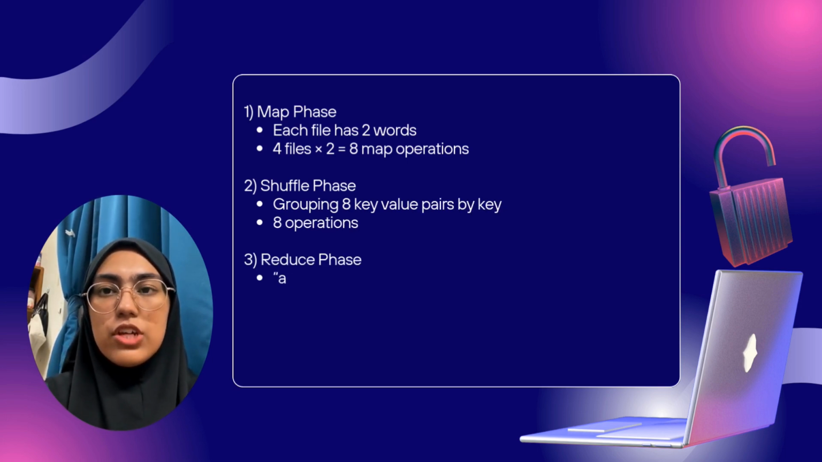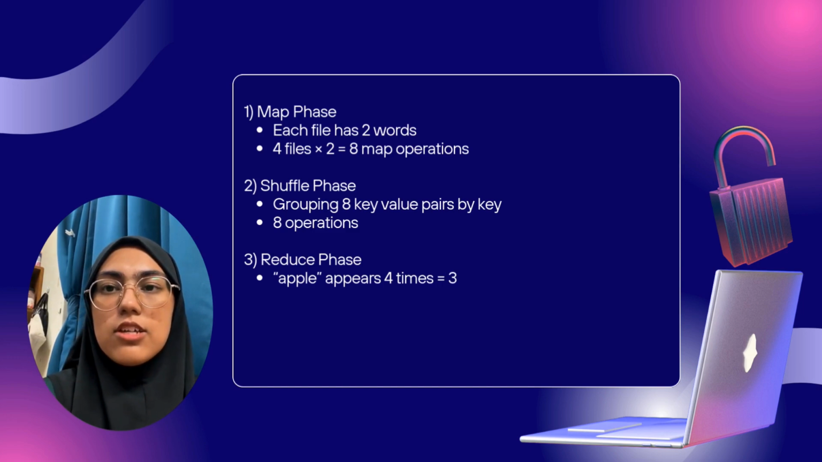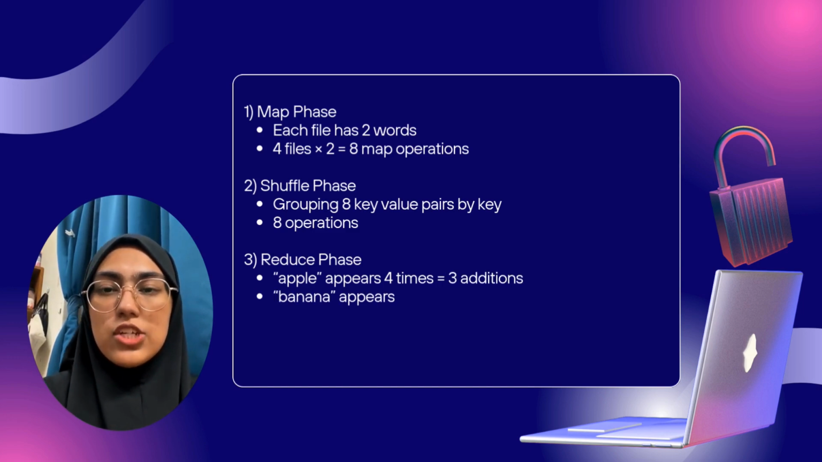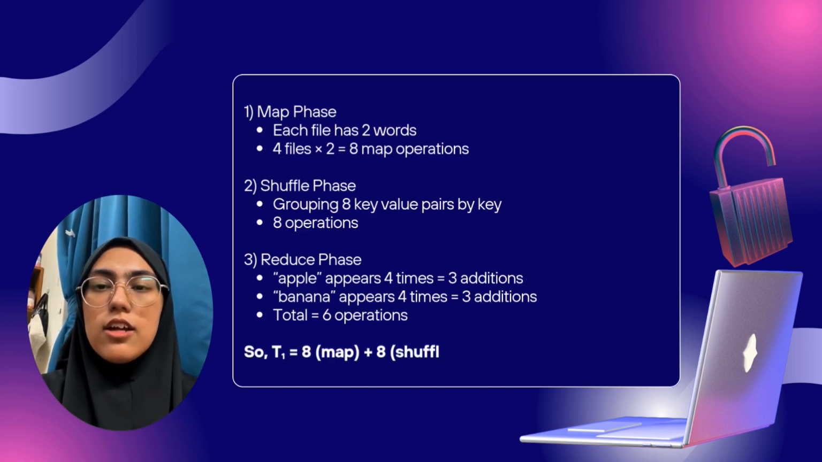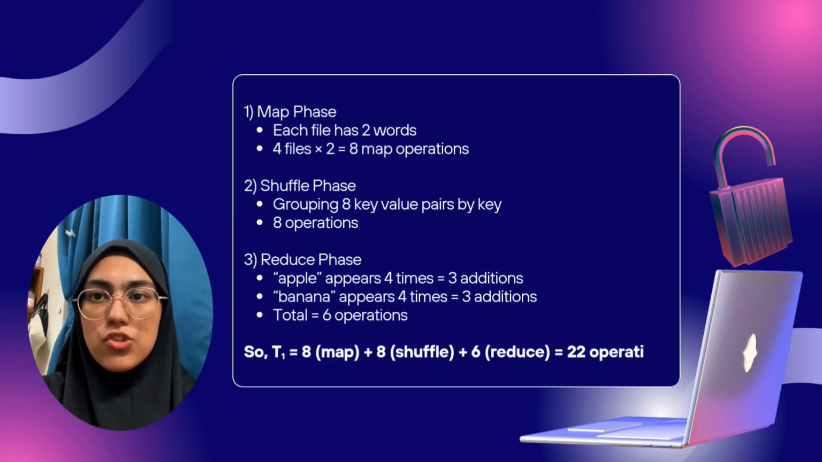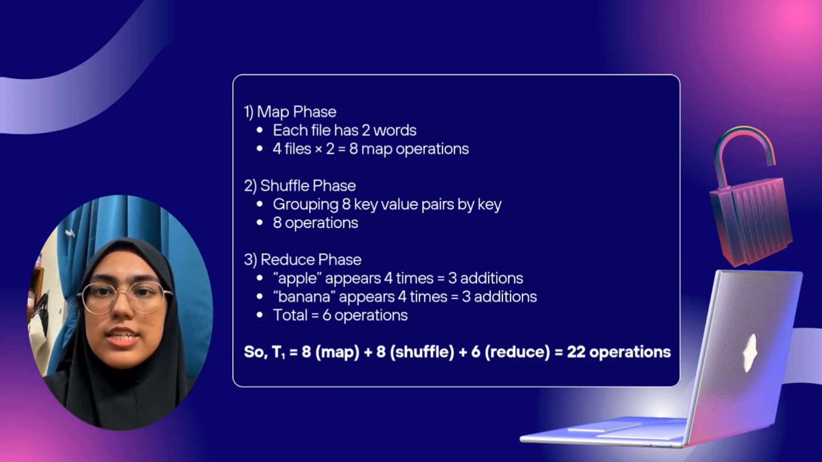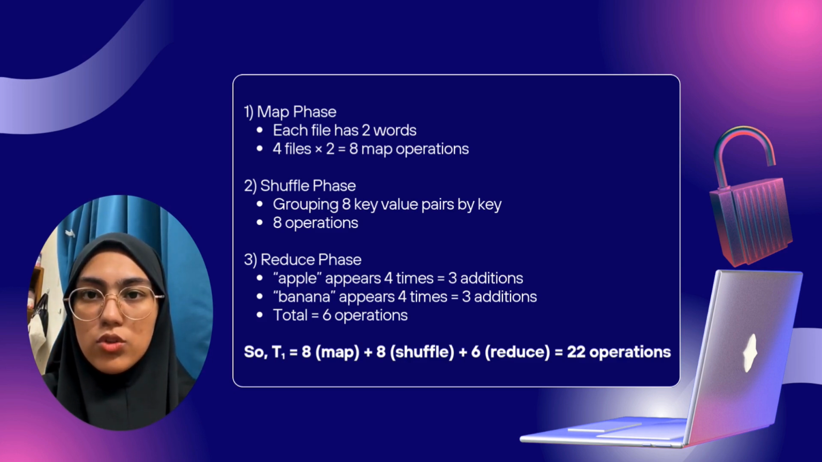And step 3 is the reduce phase. Apple appears 4 times. So, to reduce 4 values, we need 3 additions. For example, 1 plus 1 equals 2, 2 plus 1 equals 3, and 3 plus 1 equals 4. Same for banana. So, banana also has another 3 additions. So, the total reduce operations is 6. So, work equals 8 plus 8 plus 6 equals 22 operations.